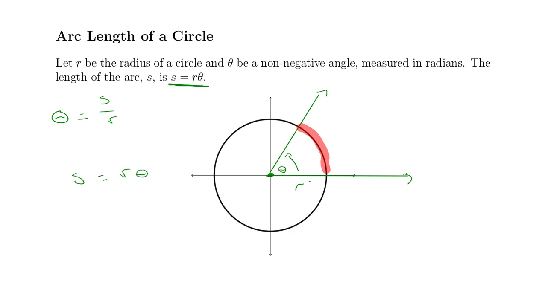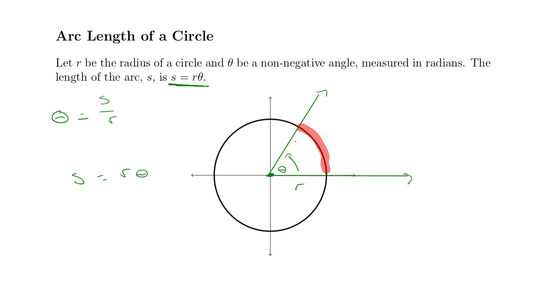Not surprisingly, if we make the radius 1, then s and theta are the same thing. The arc length is the same thing as the angle, which, if you go back to the definition of a radian, should make a decent amount of sense. So hopefully this arc length formula is not too hard to figure out. We'll just multiply the radius by the angle.